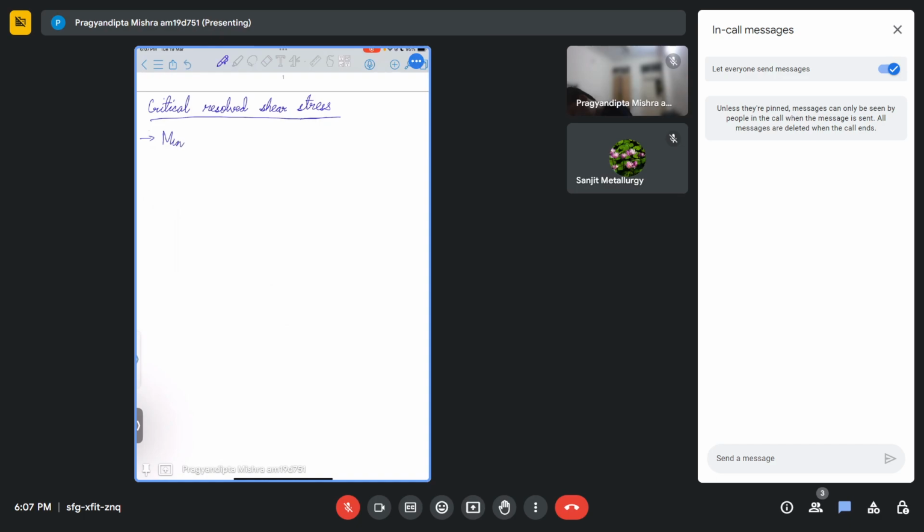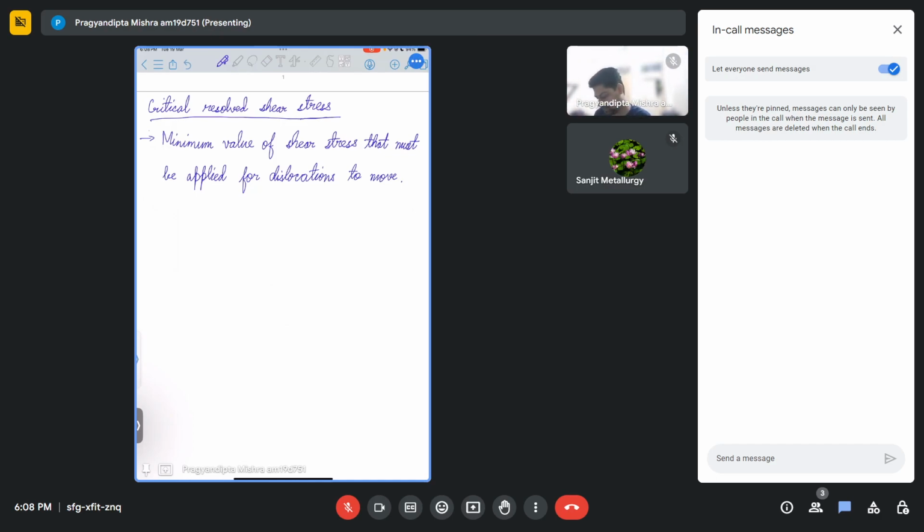This is the minimum value of shear stress that must be applied for dislocations to move, right? Like I said, this gives us a threshold value of shear stress that has to be applied for any dislocation to start moving. Now, how do we quantify this?